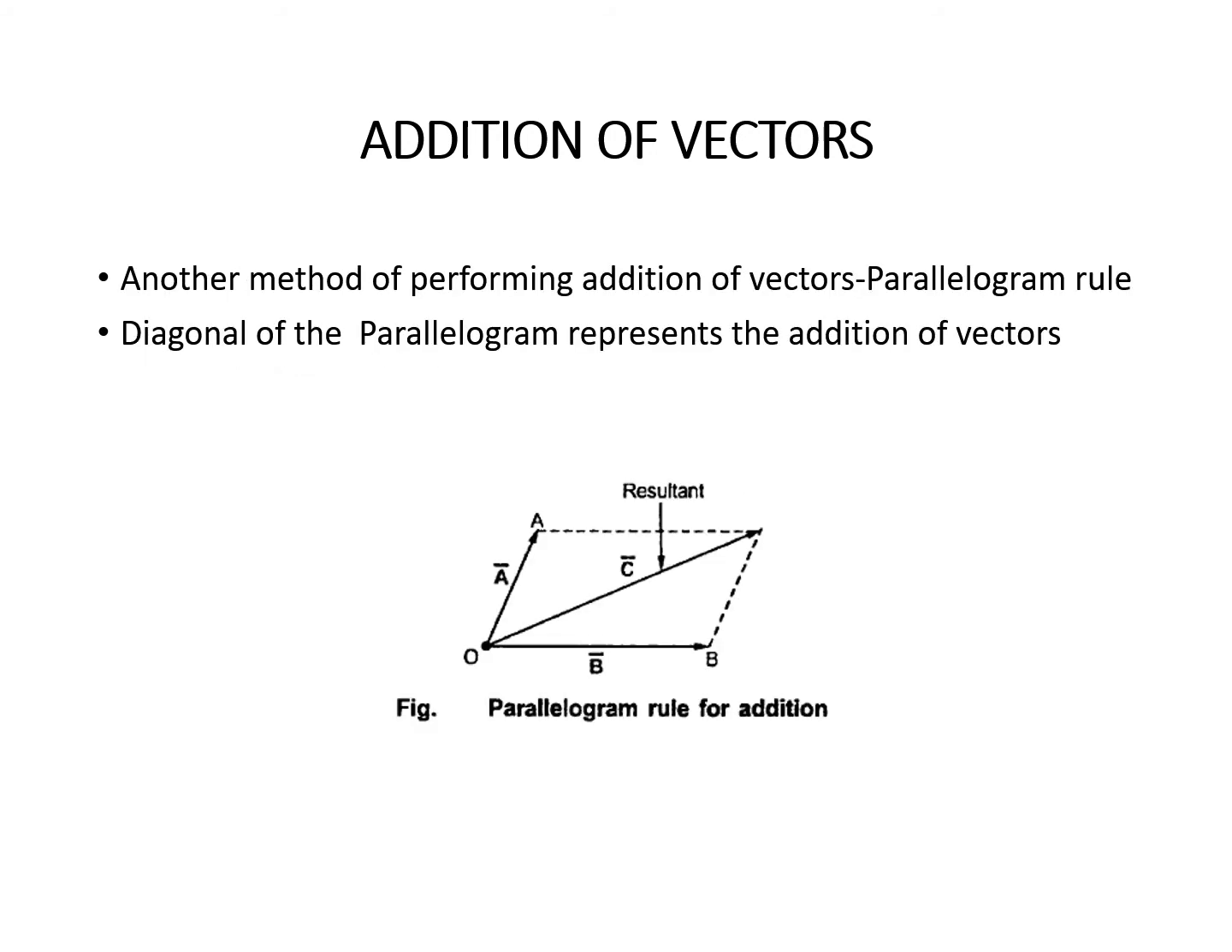Another method of performing the addition of vectors is by using the parallelogram rule. Here, complete the parallelogram. The diagonal of the parallelogram represents the resultant vector, or the addition of the two vectors. So this is the A vector and this is the B vector. Complete the parallelogram. The diagonal represents the resultant vector, or the sum of the two vectors.